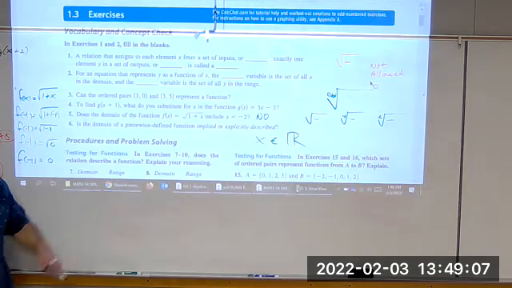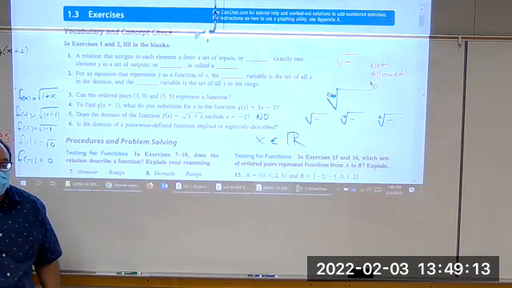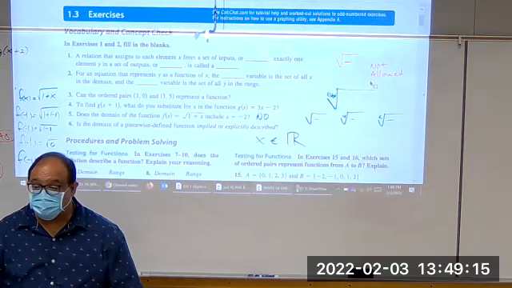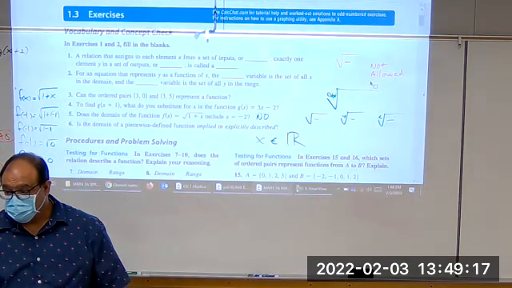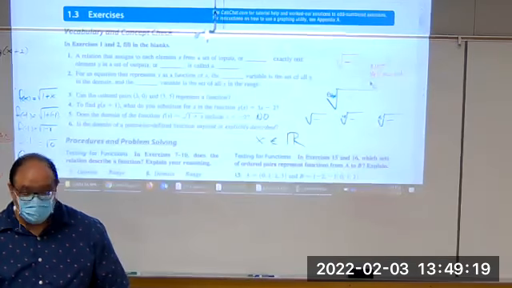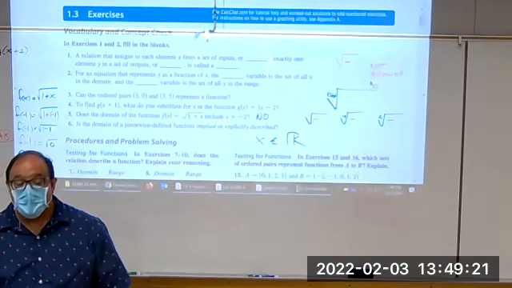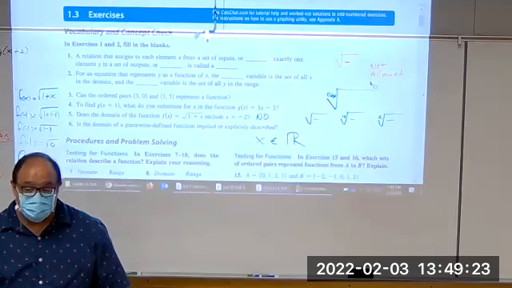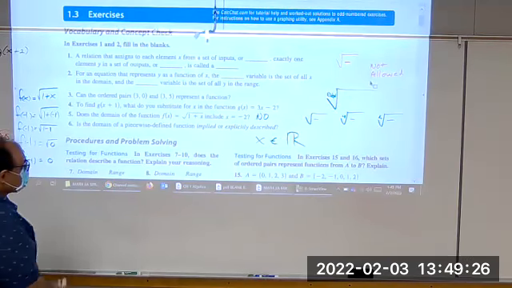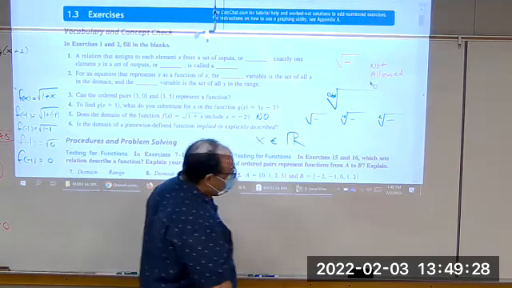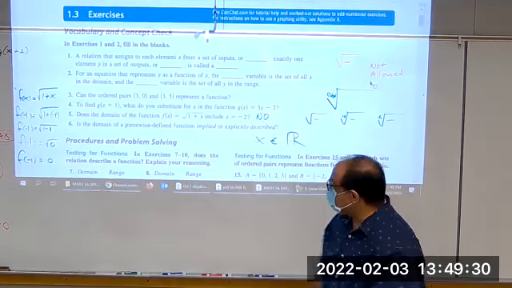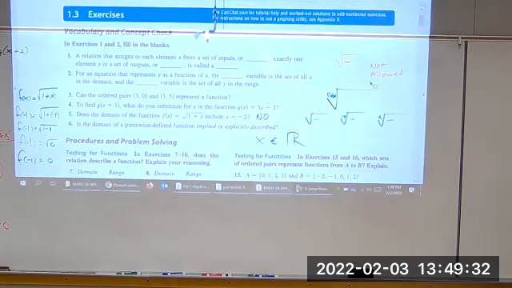And then the domain of a piecewise defined function, a piecewise function. A piecewise function is a function that is defined by separate pieces. It's got one piece and then another piece and then another piece, based on certain sets of numbers. Is it implied or explicitly described? So let me show you what a piecewise function looks like.